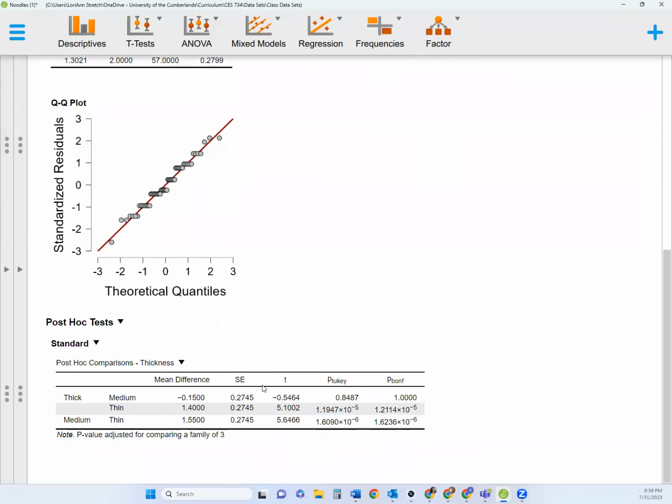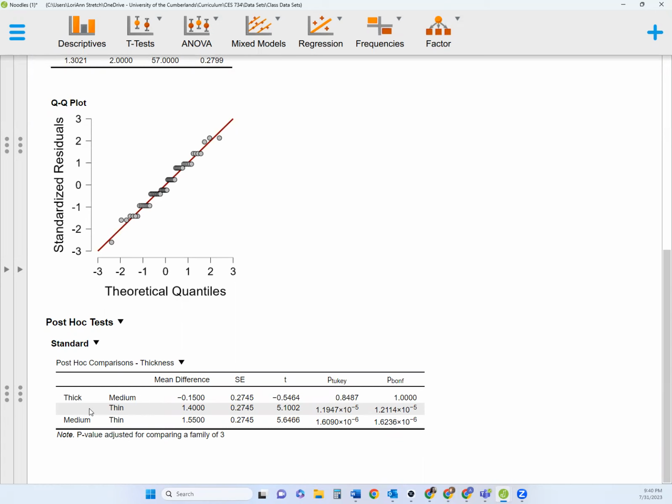And then on our post hoc, what we're going to look for is to see which one has a significant p-value. And we can see that thick to medium, there is no significant difference. So we can ignore that one because both of these exceed 0.05. And you can interpret this one or this one. You see they're really not that different. Whereas thick to thin, there is a significant finding because this is less than 0.05. And the same for medium to thin, which is less than 0.05.